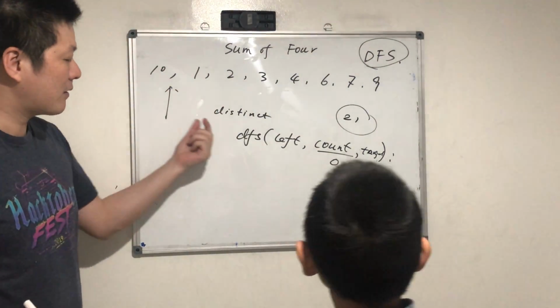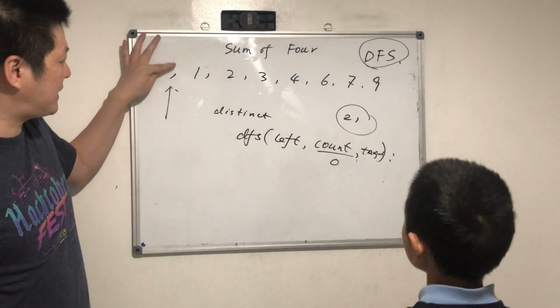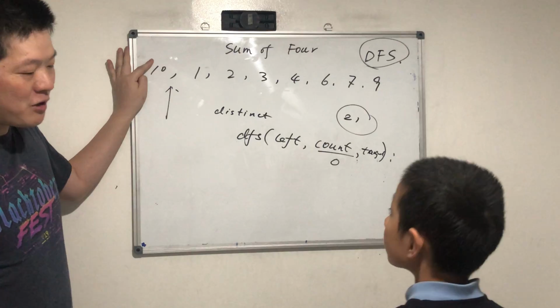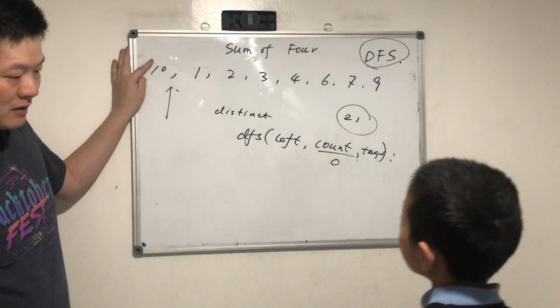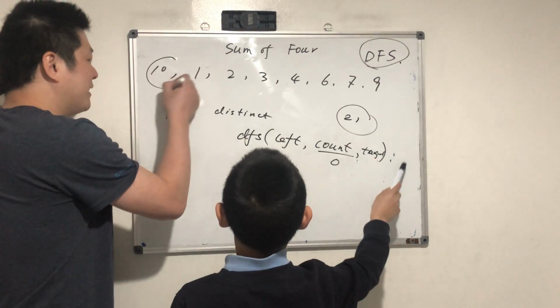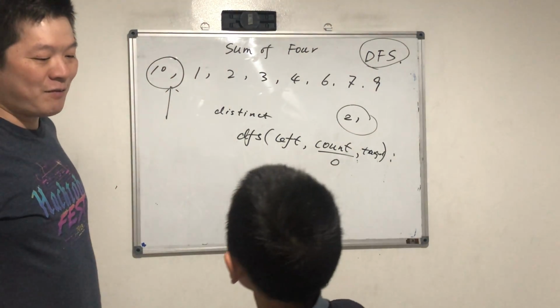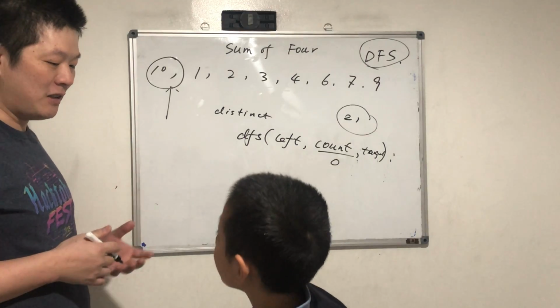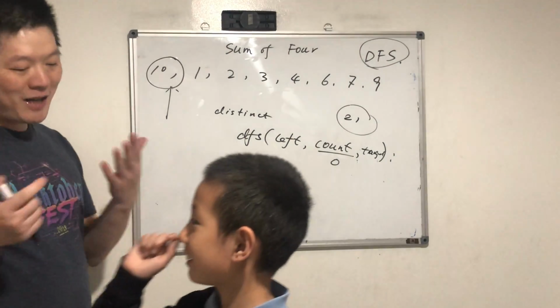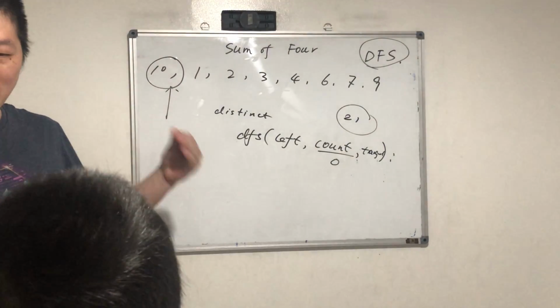For each left, suppose left is here. For this 10, how many choices do we have for the number 10 in the final answer? We can pick it and not pick it. Well done, that's what I'm looking for. So for each number, we have 2 choices: pick it or not pick it.